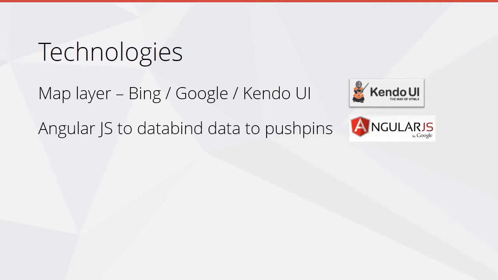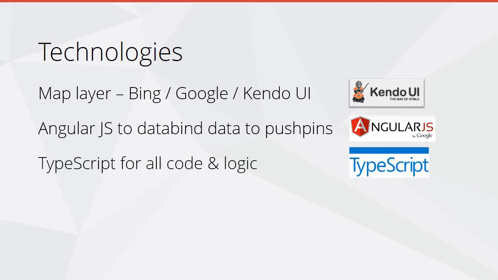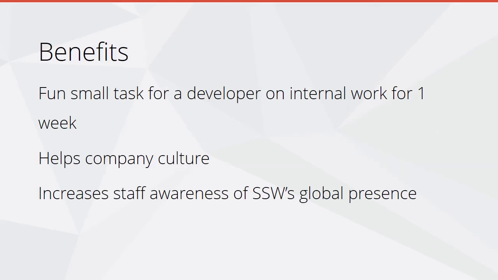I'd like us to use AngularJS so we can data bind our data to the pushpins. So we'd have one data entry for each of the offices, and each of those data entries would have the name of the office, the current time, and then we'll be able to just update that, and it should all just update themselves. And of course, we need TypeScript for all of the code and the logic to make sure that all of this is nice and good and solid.